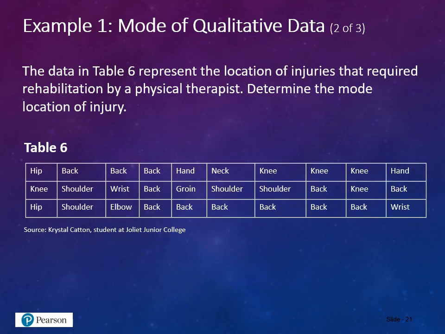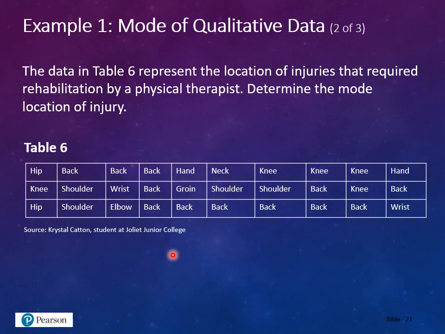So let's look at example 1, the mode of qualitative data. The data in table 6 represents the location of injuries that required rehabilitation by a physical therapist. Determine the mode of location of injury. So again, what we want to do here is look at all the different types of injury. I see hip, knee, shoulder, back, wrist, elbow, groin, hand, neck, etc. I see quite a few knees. And really what we should do is list them maybe in alphabetical order and then just count each one to find the mode. But see if you can determine the mode of location of injury.